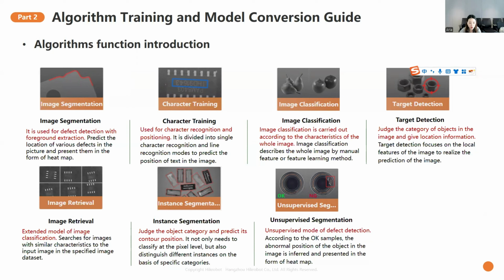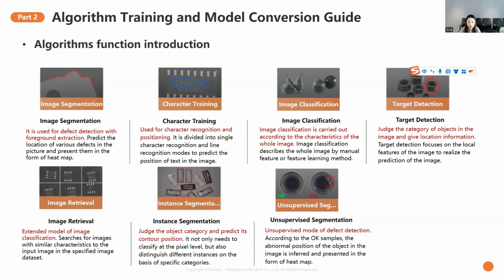The second algorithm is character training. It means OCR functions. It is used for character recognition and positioning. It is divided into two separate algorithms. One is single character recognition. The second one is text line recognition, which also predicts the positions of the text lines in the image.